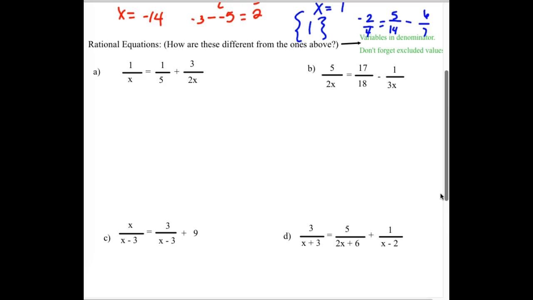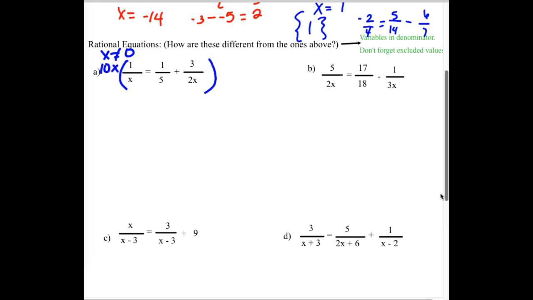So before we do any solving, take a minute for each question and list what those excluded values will be. All right, so first one, what excluded value would we have? 0. X can't be 0. Jot it down somewhere near there just to help us remember. We can't have 0 for an answer. What would our common denominator be if we have an x, a 5, and a 2x? Okay, so we're going to times everything by 10x.